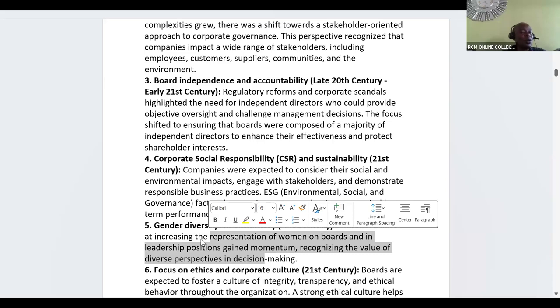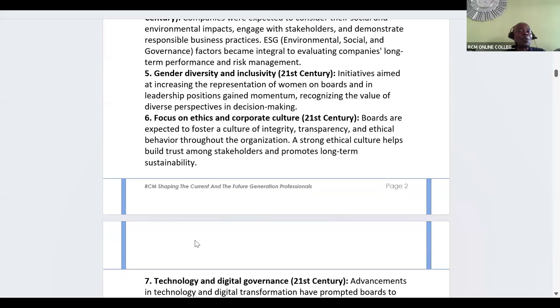No, no. Number six, we have focus on ethics and corporate culture. Boards are expected to foster a culture of integrity, transparency, and ethical behavior throughout the organization. A strong ethical culture helps build trust among stakeholders and promotes long-term sustainability.